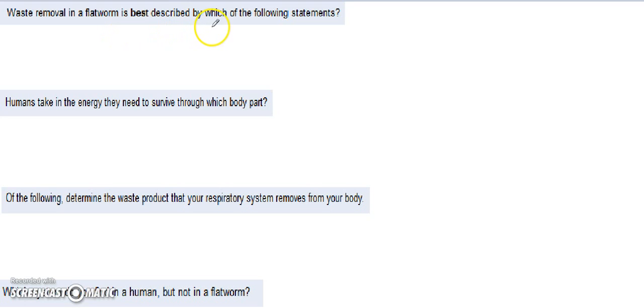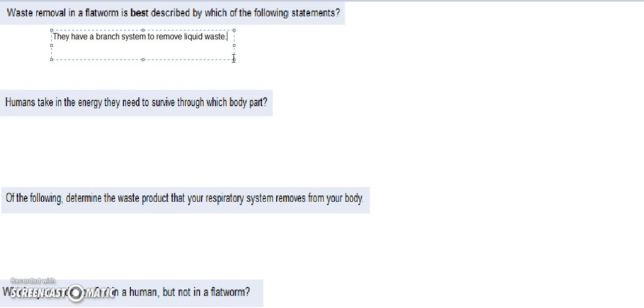is best described by which of the following statements, and then you get some statements about flatworms and how they may remove waste. And remember, the one that's true, and I remember we went over this a couple times, is that flatworms have an extensive branch system to remove liquid waste. I'll make a text box here. And that's what flatworms have.